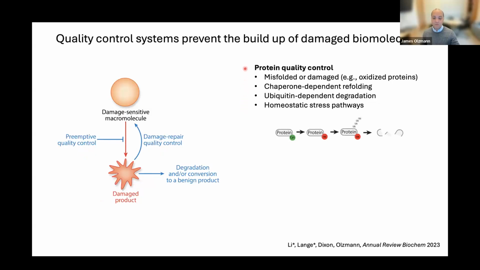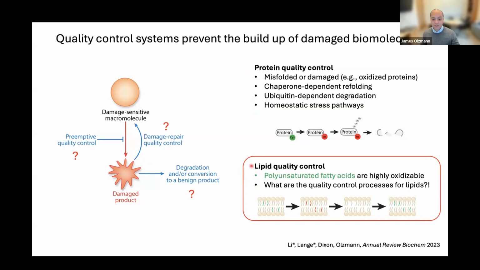For example, you can have misfolding of proteins due to mutation or damage, like oxidation, but we have chaperones that can suppress this misfolding or refold these proteins under some conditions. We have systems like the ubiquitin proteasome system or lysosome autophagy system that degrade these proteins. And we also have homeostatic stress responses that sense this damage and initiate homeostatic responses to hopefully achieve balance within the cell.